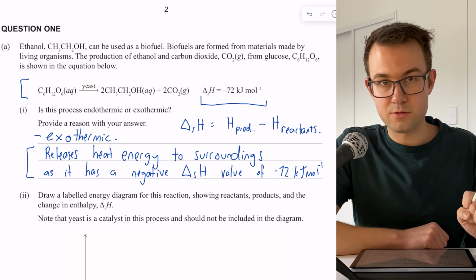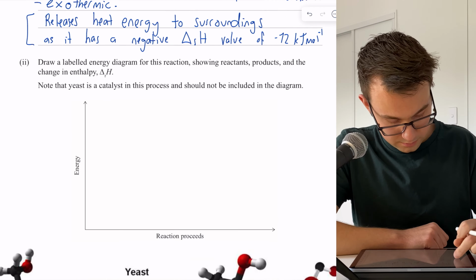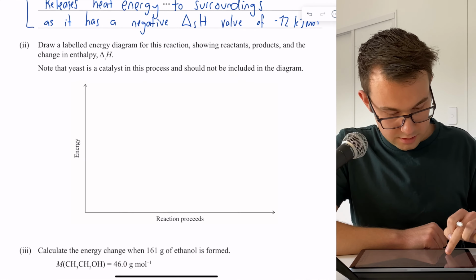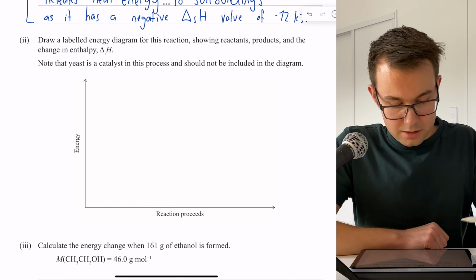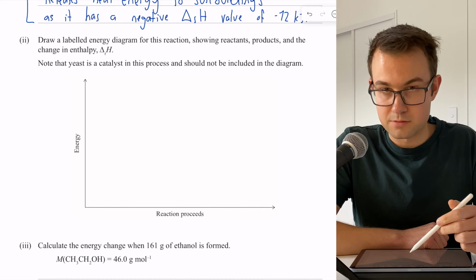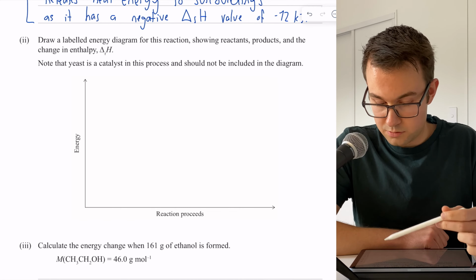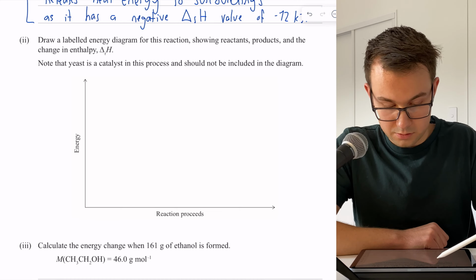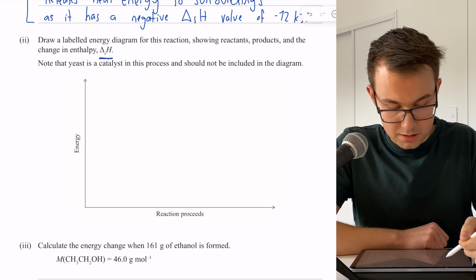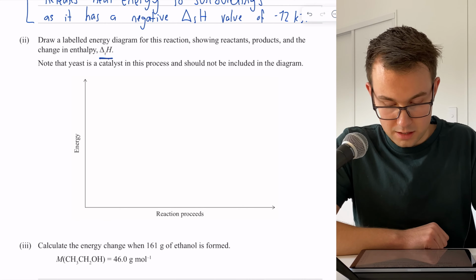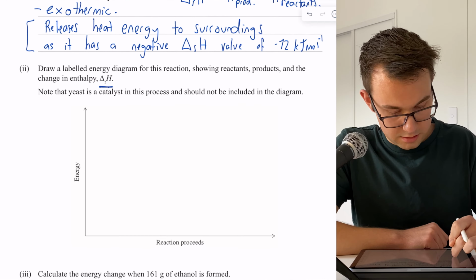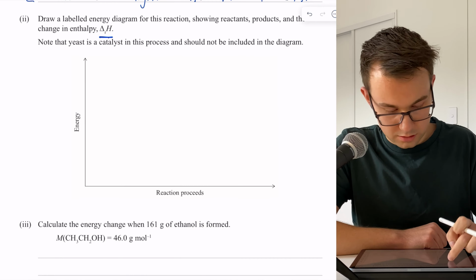Beautiful. Now, moving on to the second part of the question, we can probably delete this. Now it's saying, draw a labeled energy diagram for this reaction. We want to show reactants, products, and the change in enthalpy, which we just went over. Yeast is a catalyst, so don't include it in the diagram. So we don't need to get worried about yeast. We'll have a little look at it after we've done the question though.